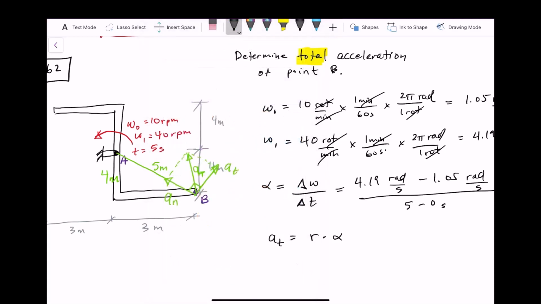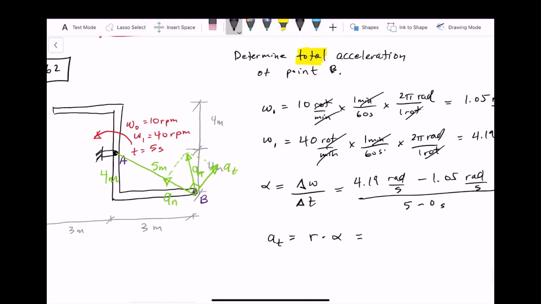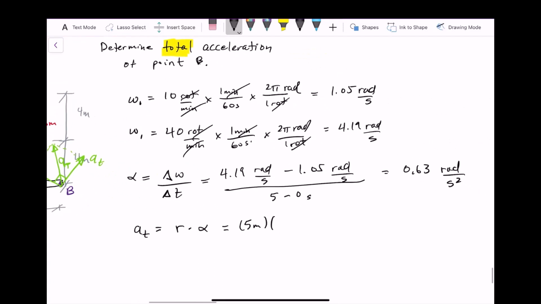So let's go ahead and sub in our values here. We're going to have 5 meters for our radius arm times our angular acceleration that we just found. So 0.63 rads per second squared gives us a tangential acceleration of 3.14 meters per second squared.